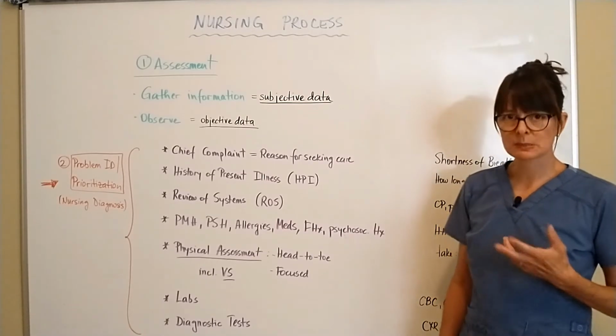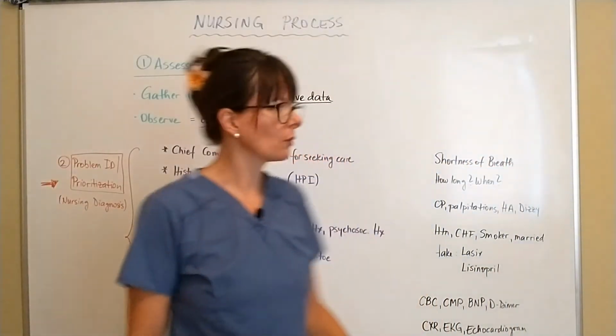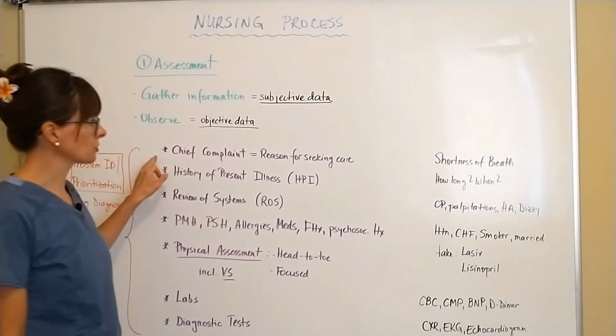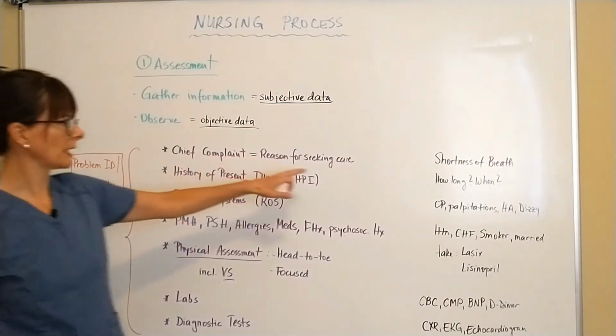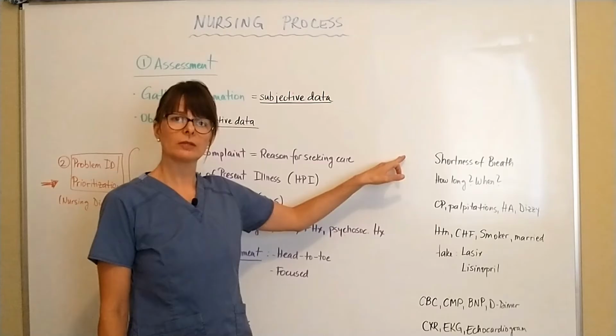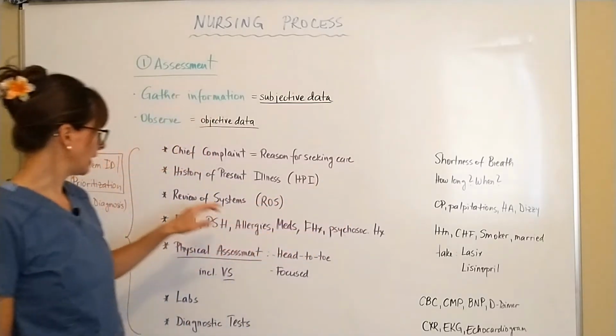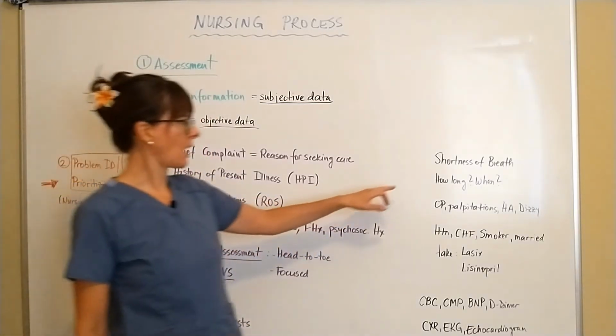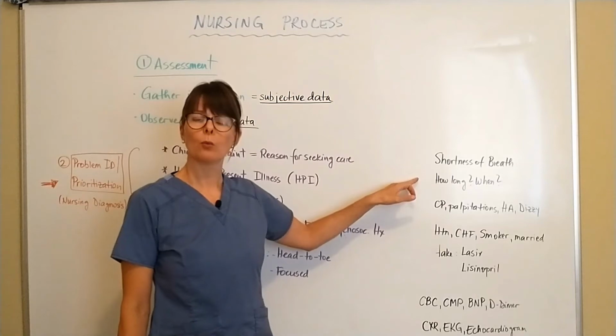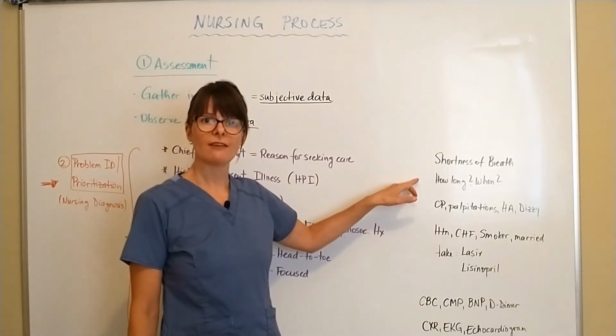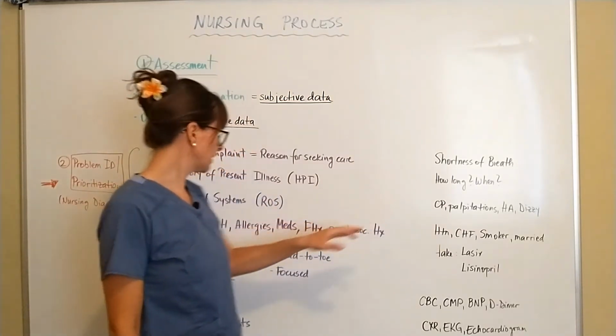Now, if we look at a specific example here, so if we say the patient's chief complaint, the reason for seeking care is shortness of breath. So they're telling us, I am short of breath and that's why I'm here. Okay, history of the present illness. How long have you been short of breath? When did it start? Do you have any other associated symptoms?